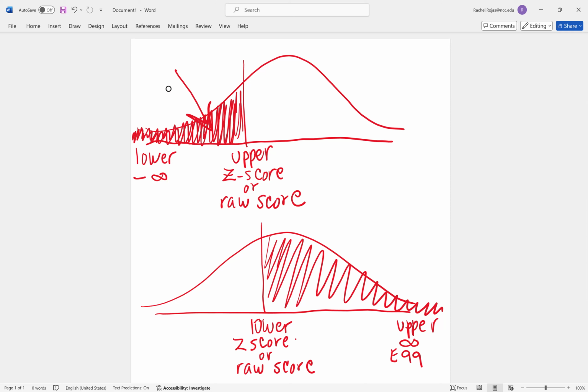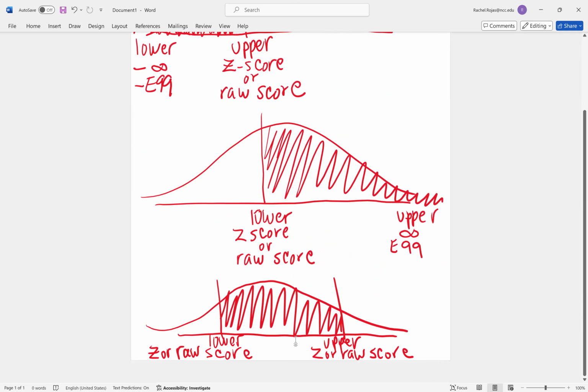Now, we don't have an infinity button in the calculator, so what we use is negative E99. That's going to represent negative infinity, and I'll show you how to type that into the calculator in a minute. But whenever we're shading the area to the left, the lower bound is going to be negative E99 or negative infinity. And the upper bound, meaning where does the shading stop? Where is it bounded on the right-hand side? That's either going to be a z-score or raw score, depending on what we're working with.